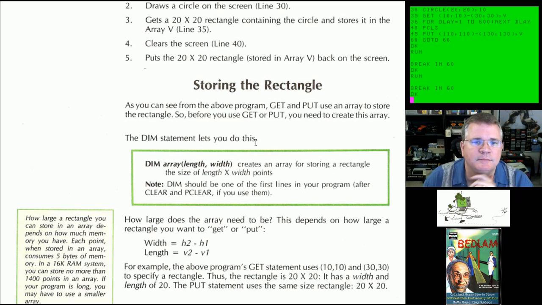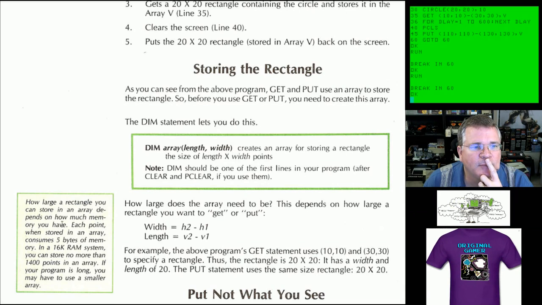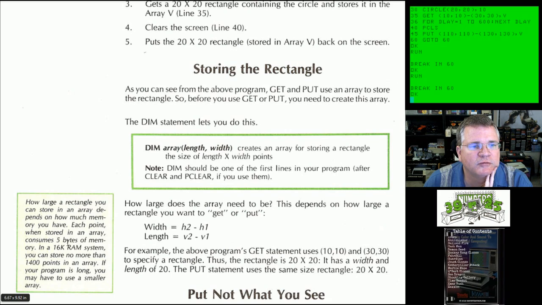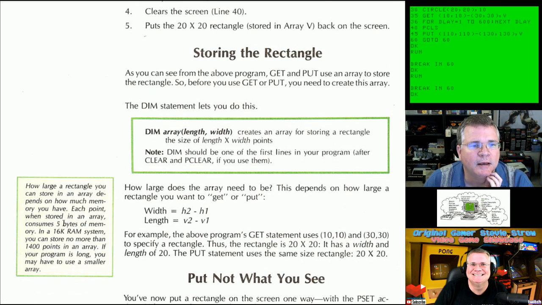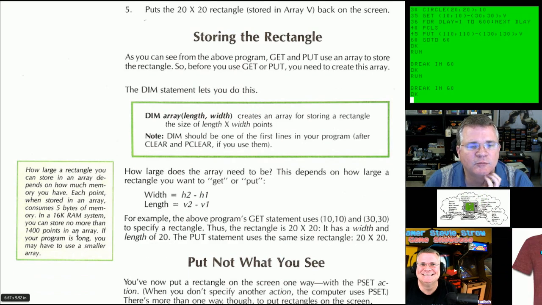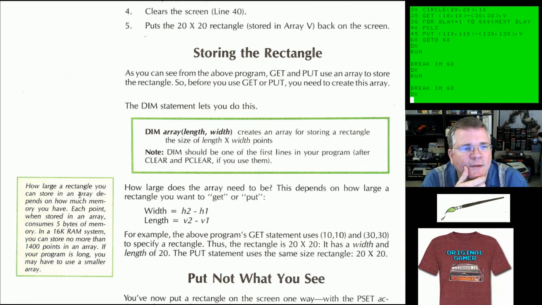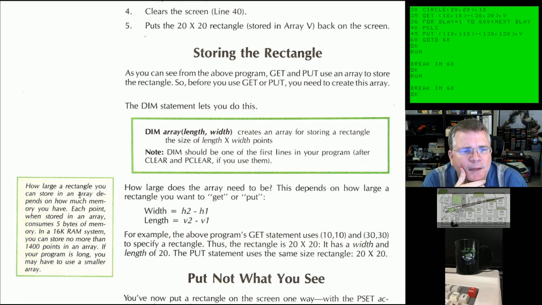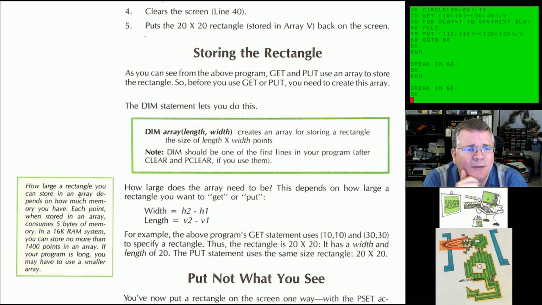Over here it says how large a rectangle you can store in an array depends on how much memory you have. Each point when stored in an array consumes 5 bytes of memory. In a 16K RAM system, you can store no more than 1,400 points in an array. If your program is long, you may have to use a smaller array. I'm not sure how that math works out, and I'm not even going to try to figure it out, but they're saying that each point, meaning each pixel, takes up 5 bytes of memory. That's crazy talk.